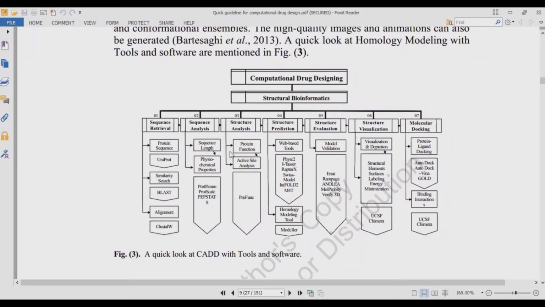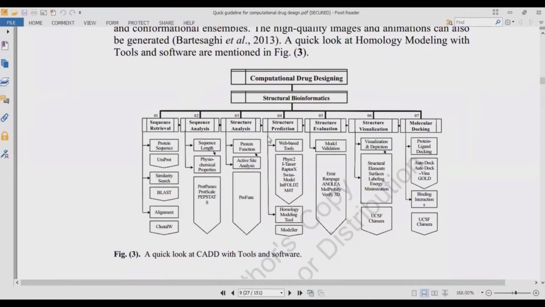or different types of SCOP, the SCOP database is also used for this one. Active site analysis by SiteHound. Binding pocket, you can retrieve or analyze the binding pocket by different software. Here we have ProFunc that we used in this chapter. After that we have chapter number 4, structure prediction.